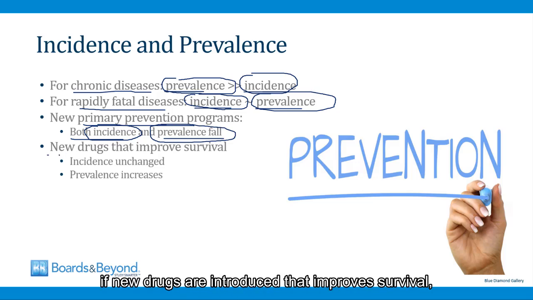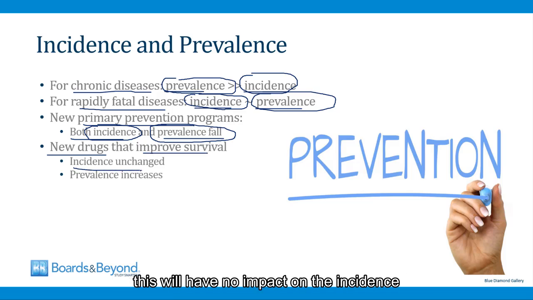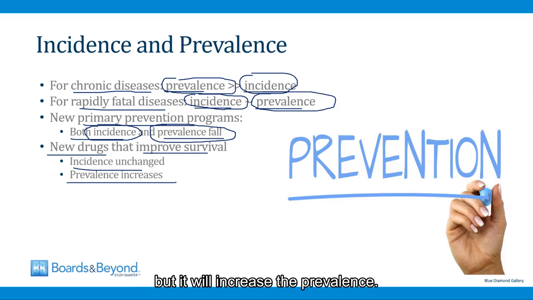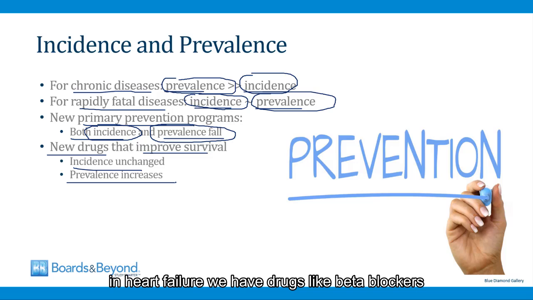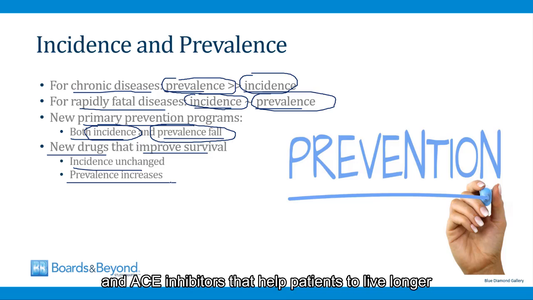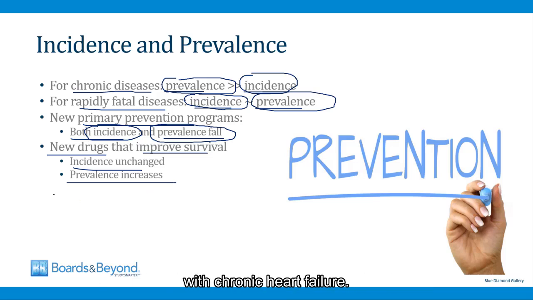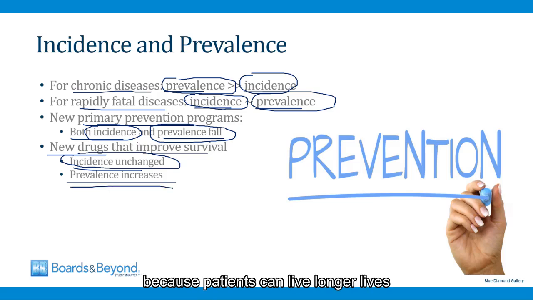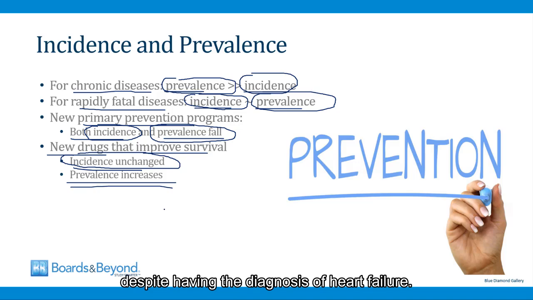And then finally, if new drugs are introduced that improve survival, this will have no impact on the incidence of new cases of disease, but it will increase the prevalence. For example, in heart failure, we have drugs like beta blockers and ACE inhibitors that help patients to live longer with chronic heart failure. This has no effect on the incidence of new cases of heart failure, but it does raise the prevalence because patients can live longer lives despite having the diagnosis of heart failure.